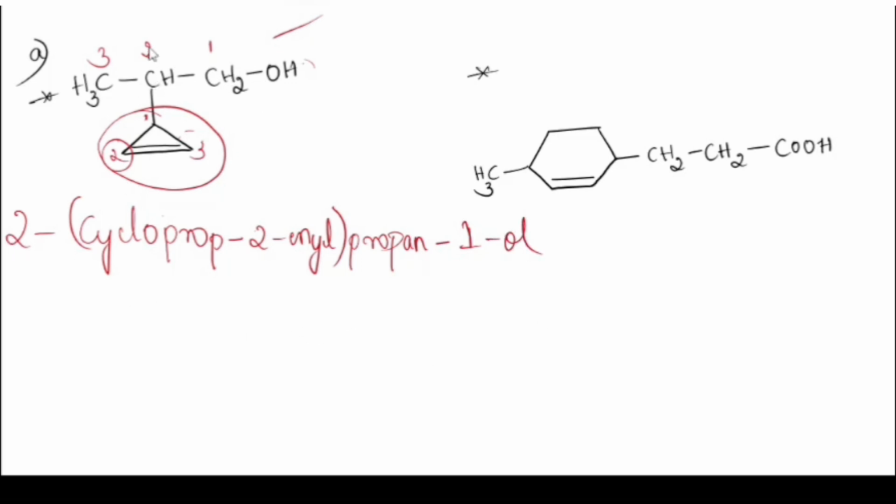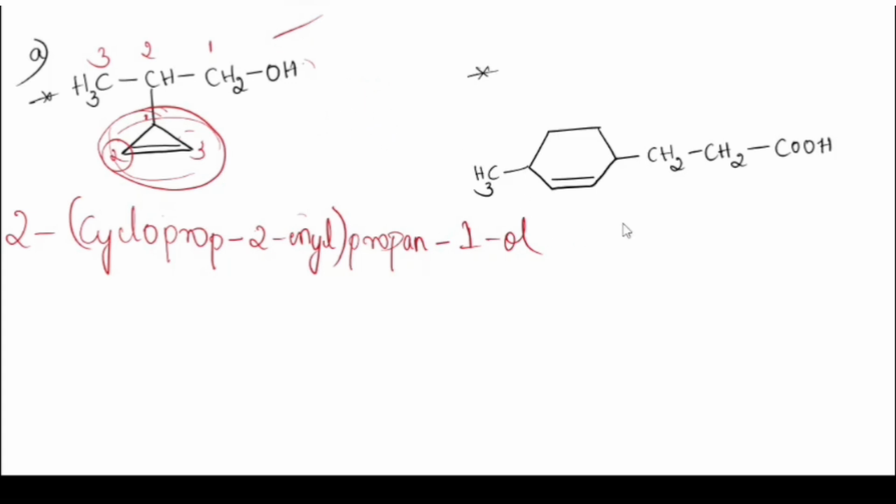Here you can observe that at the second position we have this whole ring as a substituent. That's why we have written it in parenthesis over here, 2-(cycloprop-2-enyl). Correct. If we have only this particular group like this, we generally call it cyclopropyl. Correct. Since here a double bond is there, enyl also we used in this particular case.